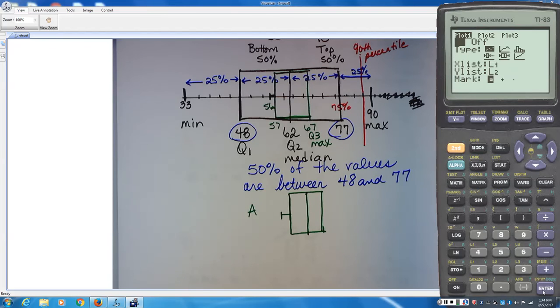Select plot number 1, and we're going to go down arrow to the type, and what we want is on the second row. So you actually have to go across to get to the second part, and choose the one in the middle. I know the other one's a box plot too, but choose the one in the middle.